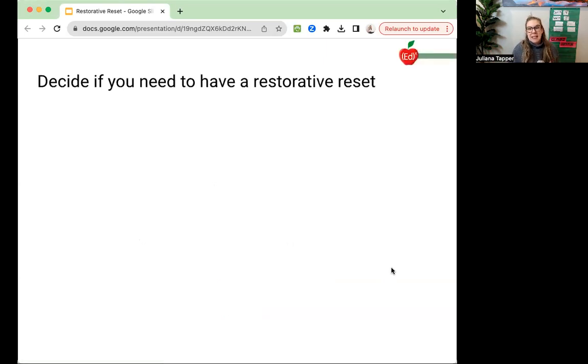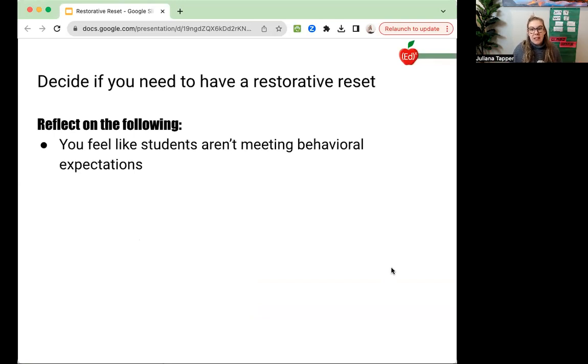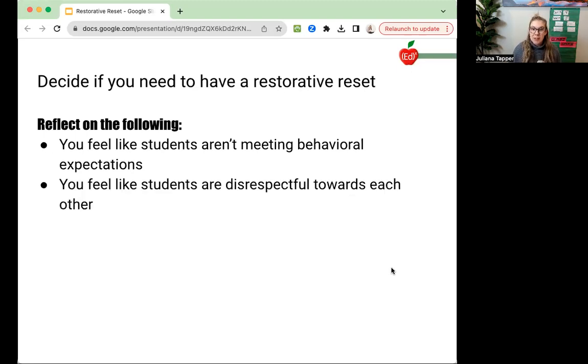So first, you need to decide if you need to have a restorative classroom reset, like when you come back in January. So just reflect on the following. Do you feel like students aren't meeting behavioral expectations in your class? You don't want them to be on their phones. You don't want them to get up whenever they want to. You don't want them to talk while you are giving notes. If any of those things are happening, you probably need a restorative classroom reset.